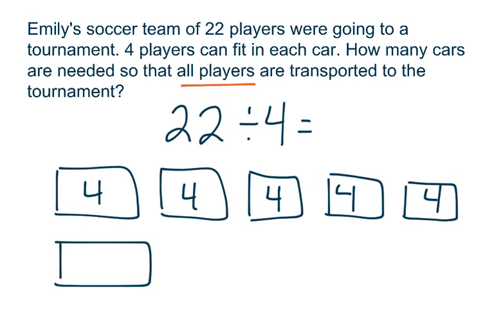It doesn't matter if there are only 2 people in that car. We want those people to be able to go on to the soccer tournament as well. So we would add another vehicle. Yes, this is no longer an equal group, but that's okay. Our division would still show our equal groups. We would have 5 full vans, and we'd have a remainder of 2. But in order to transport all of the players, we're going to need to add 1 to our quotient. So this is a quotient plus 1 problem.